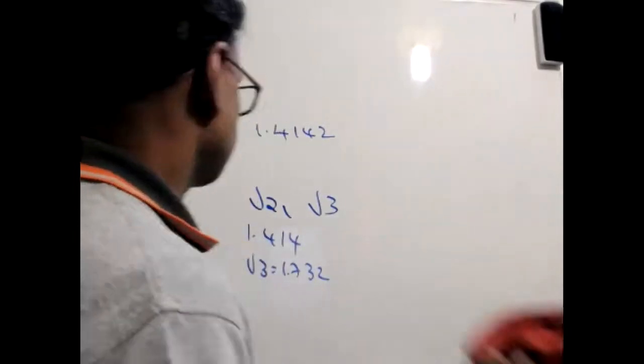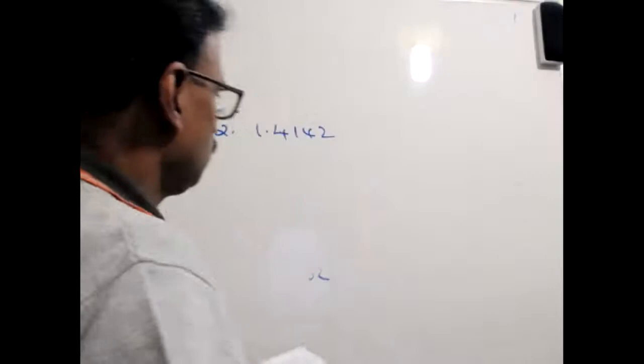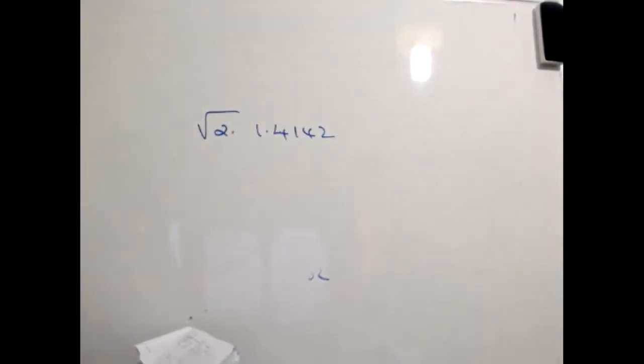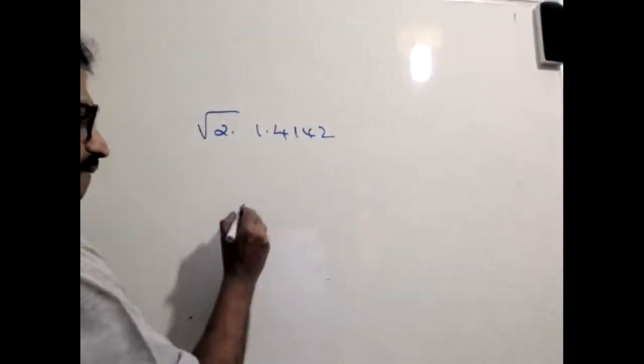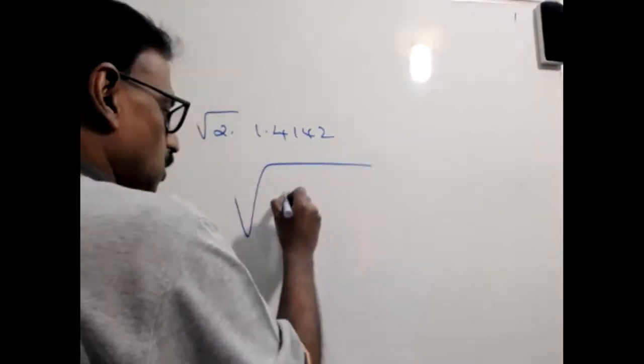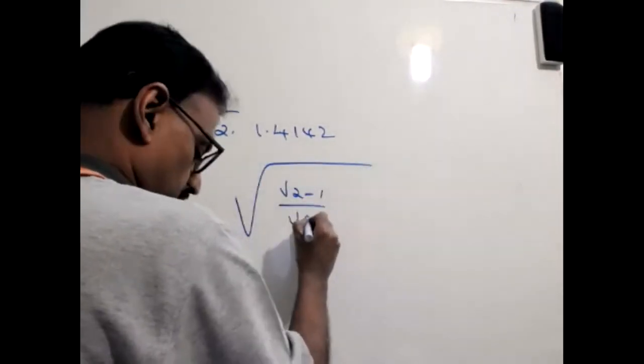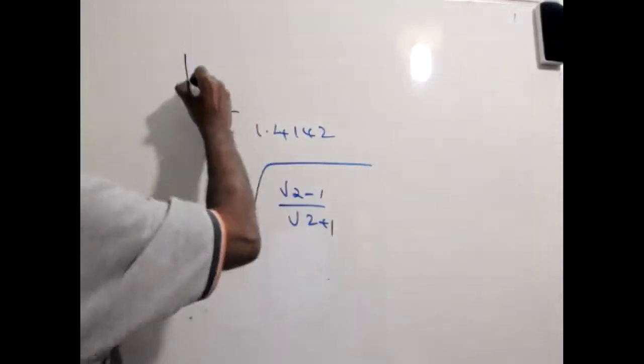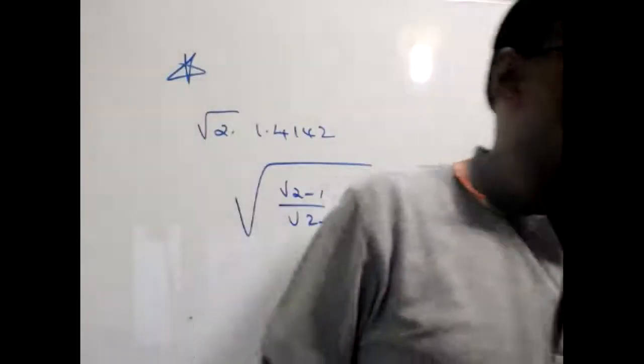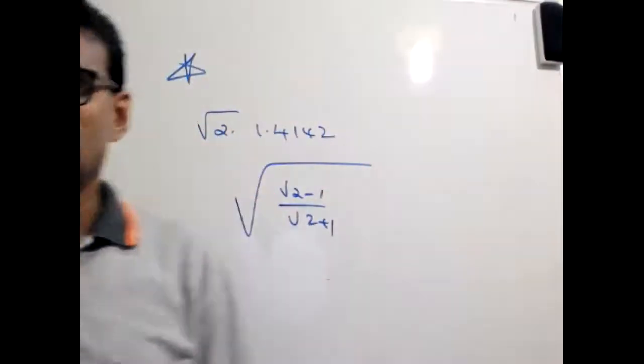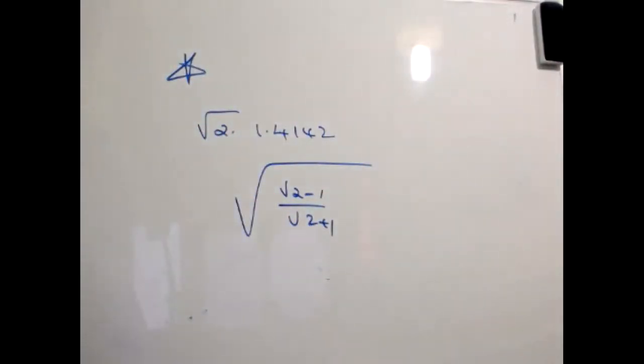Here, root 2 equals 1.4142. Find the value of root 2 minus 1 by root 2 plus 1. The star question. Find the value of root 2 minus 1 divided by root 2 plus 1. Can you hear me nicely now, right? Okay, I'll show this one.